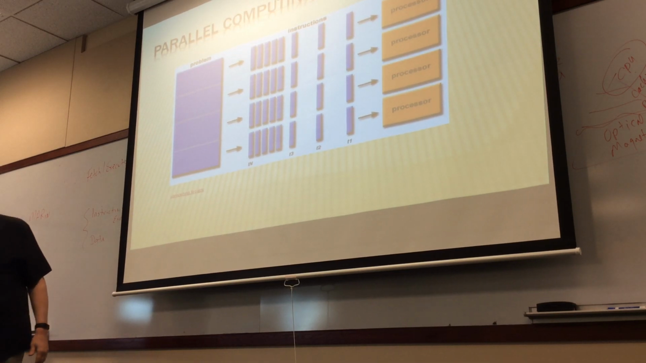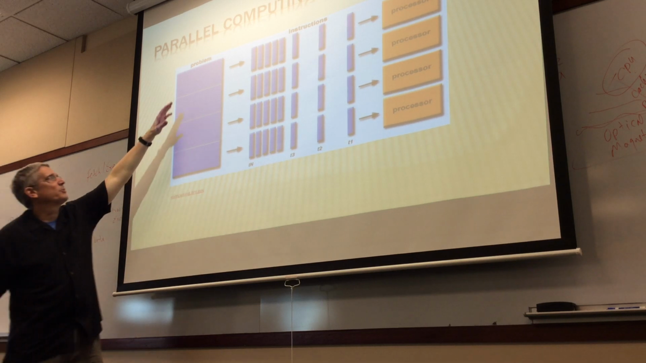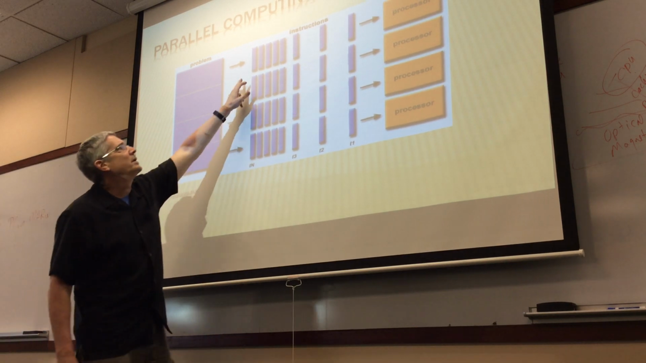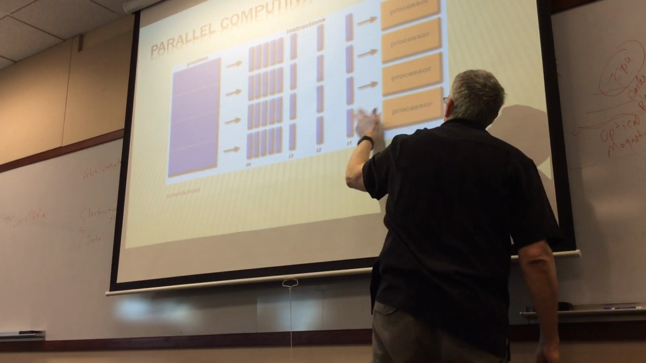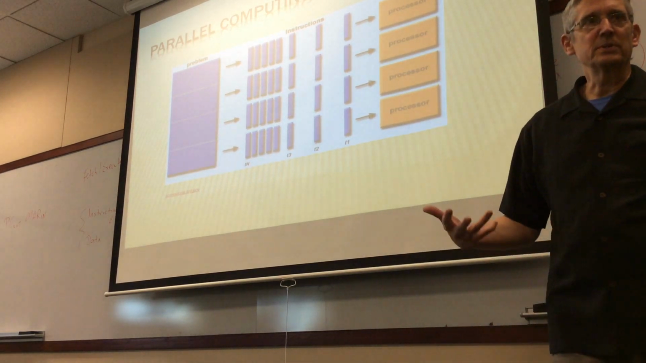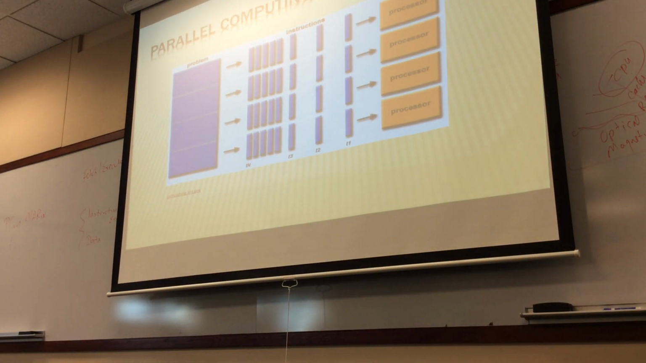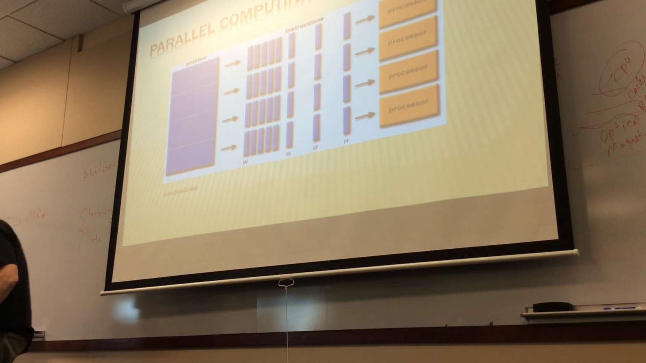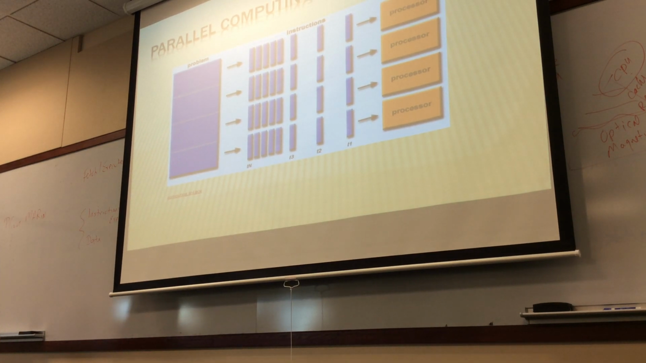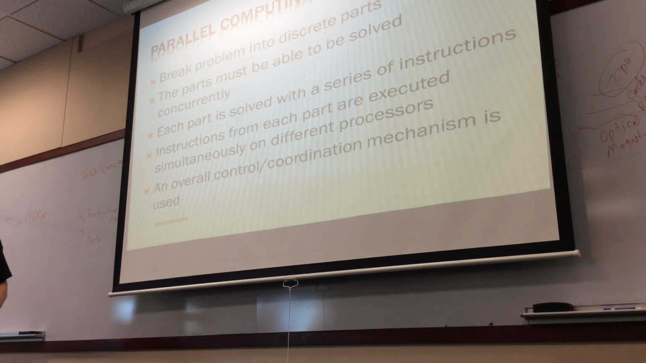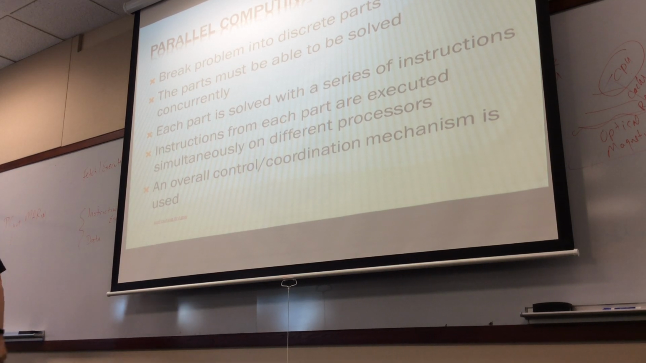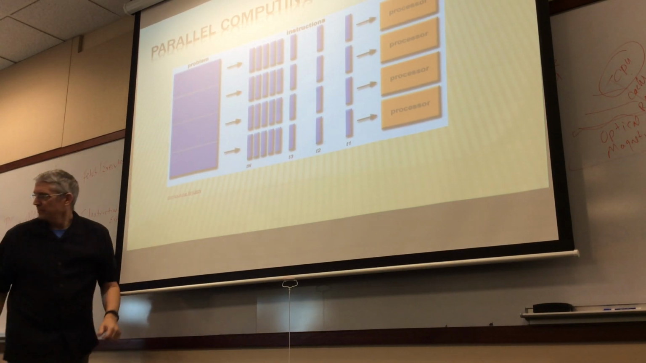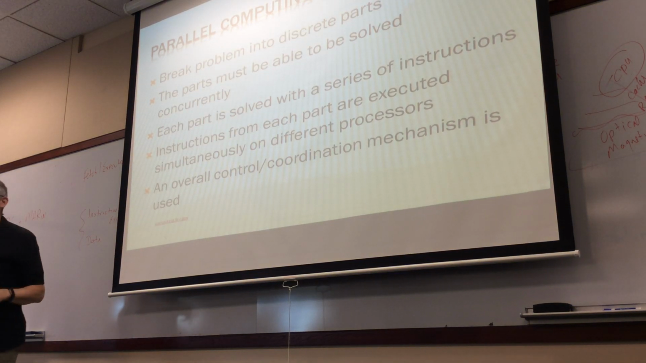When we get into parallel computing, the idea is I can take my problem and break it into parts, right? And each part can be working separately. And so that's what we're talking about here, where we have parallel computing, okay? What we want to identify with parallel computing is that first we can break the problem into those small discrete parts. And so that's what that's showing over here. I can take my problem and break it into parts. Okay? And those parts have to be able to be solved concurrently.